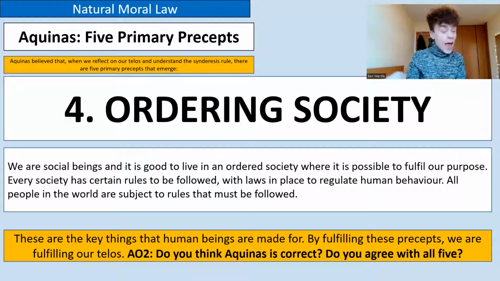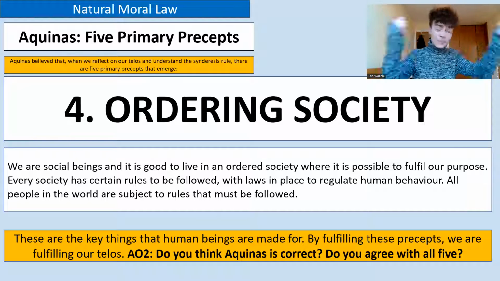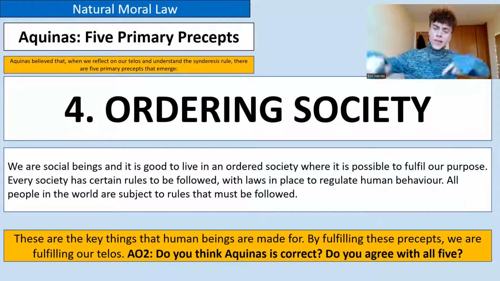And so every society, as they say, has certain rules to be followed, with laws in place to regulate human behavior, to bring about law and order. All people in the world are subject to rules that must be followed. And so, again, this shows that ordering society is a universal thing. And so, of course, with these 5 primary precepts, we are always thinking, is it universal? Is it binding upon all people? Can we find evidence of this?